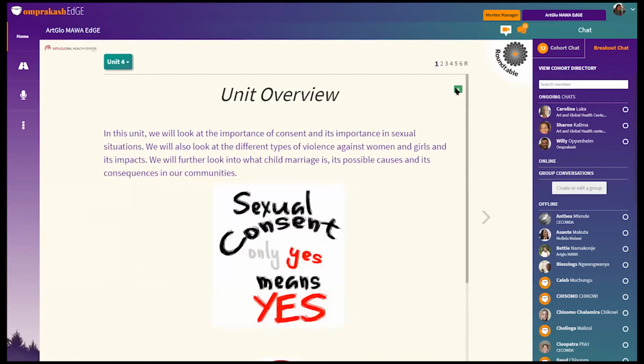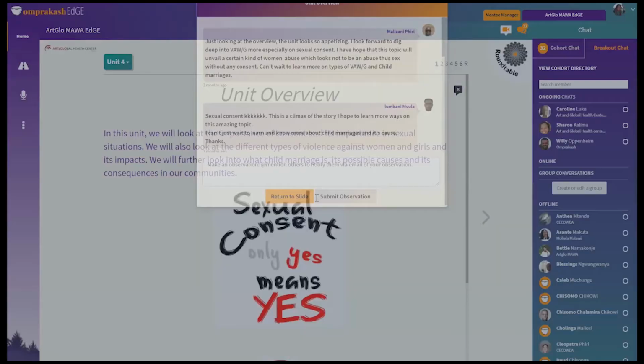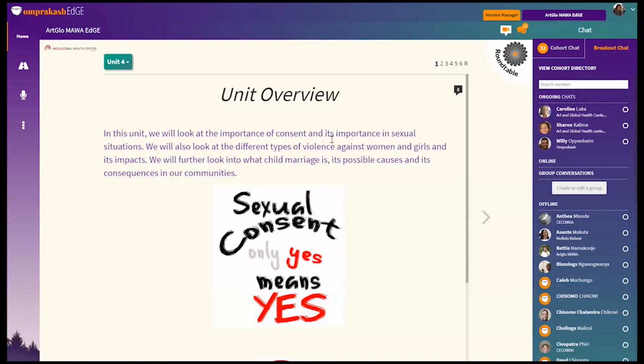After the online training, they're going to prototype their ideas in their communities, and then they're going to implement their projects.